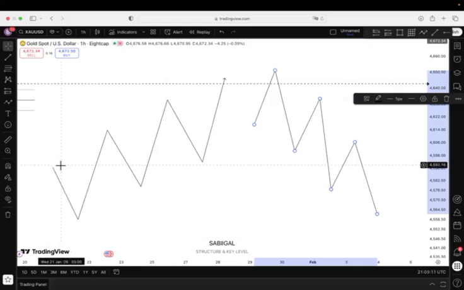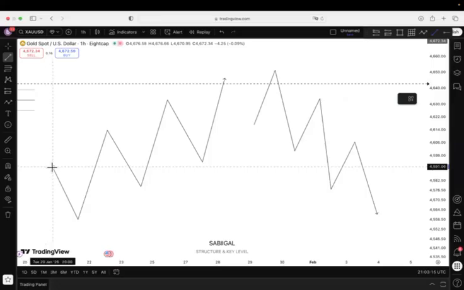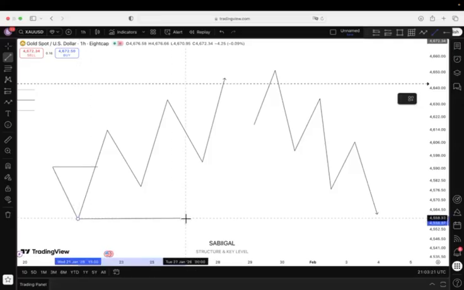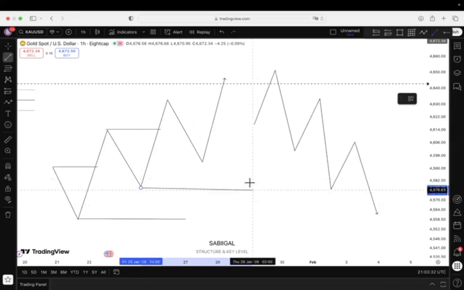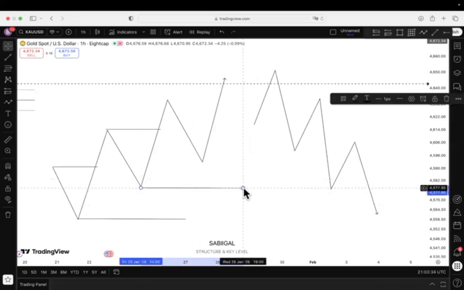Now, the uptrend is made up of higher highs and higher lows. We have the higher high and we have the higher low. We have the higher high and we have the higher low. This is the foundation of the market.